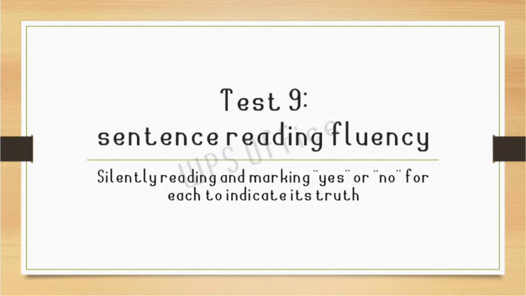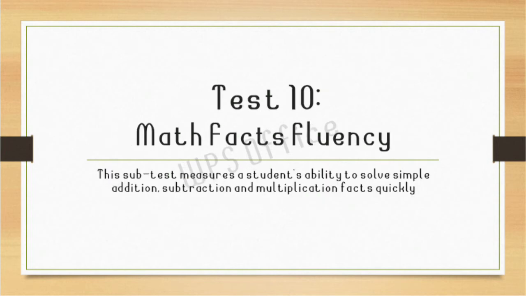Test 9. Sentence Reading Fluency. For 3 minutes, students silently read sentences and mark yes or no for each to indicate whether it's true. Test 10. Math Facts Fluency. This subtest measures student ability to solve simple addition, subtraction, and multiplication facts quickly.